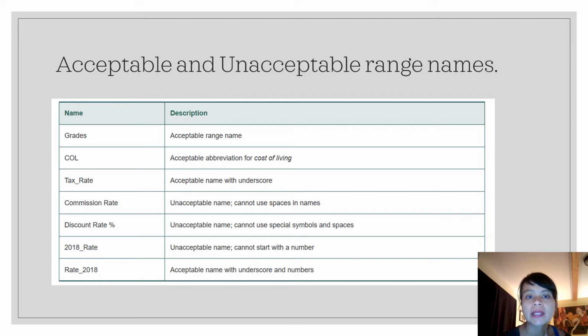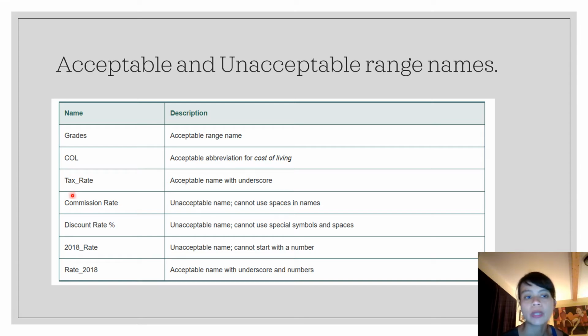Next is acceptable and unacceptable range names. So here we have a list of examples. Grades, that's acceptable. It has uppercase, that's fine, and all lowercase, all letters. COL, okay, acceptable abbreviation for cost of living. So still descriptive if that's a known abbreviation. Tax_rate, acceptable name. There are two words and they're joined by an underscore, not a space, and not any other special characters, not a hyphen.